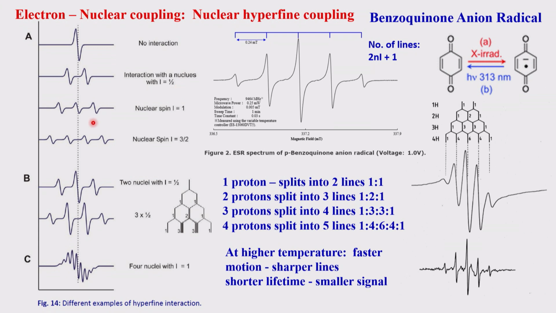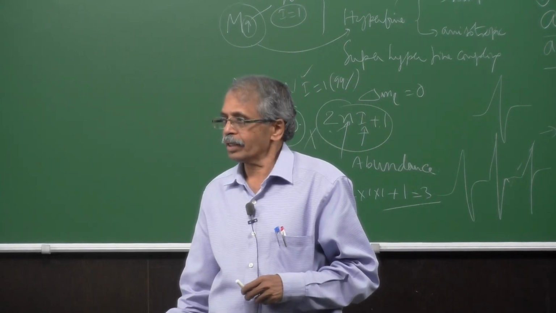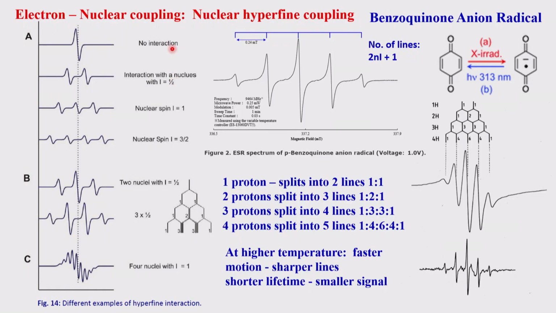And if that unpaired electron is in a nucleus whose I is equal to 1, it will be 2 into 1 into 1 plus 1, 3. And if it has 3/2, 2 into 1 into 3/2 plus 1, that will be 4. So you can see that. That means that unpaired electron is in a nucleus whose I is 0, no coupling; I equal to half, 2 lines; I equal to 1, 3 lines; I equal to 3/2, 4 lines.